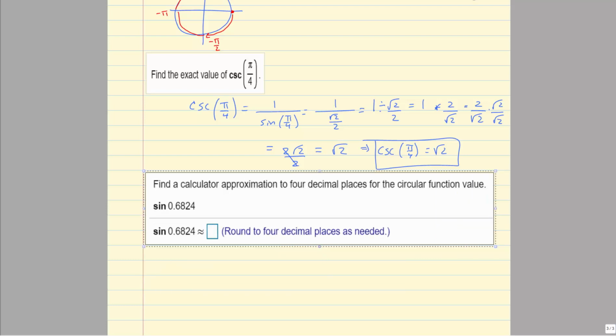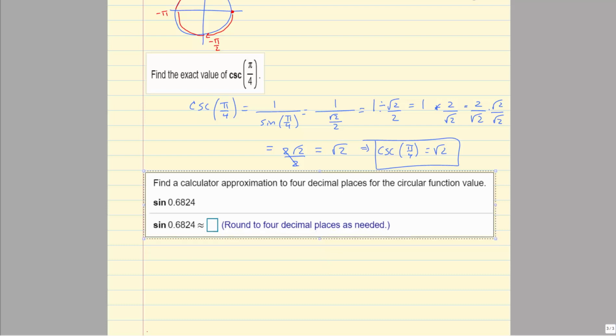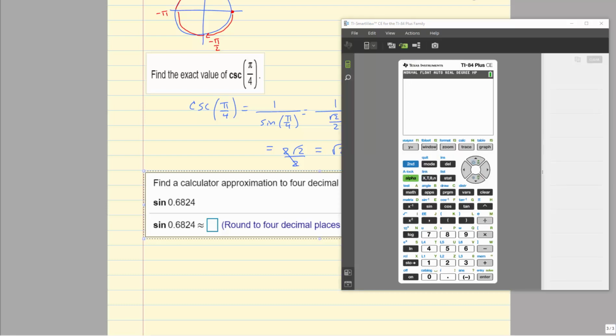So let's go ahead and open a calculator. And then once we get the calculator open, we need to double check that we're in radian mode. For this problem it says find a calculator approximation to 4 decimal places. So we need the sine of 0.6824. Now notice there's no degree mark here, and because there's no degree mark, that means we're in radians.